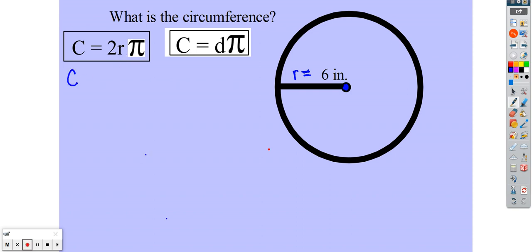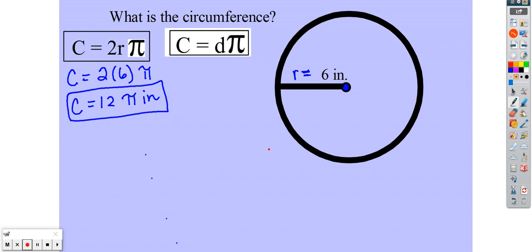So I'm going to go circumference is equal to 2 times my radius times pi. I'm going to use my pi symbol because I'm going to be answering in terms of pi. So my first answer is 12 pi inches. Okay, that's my answer in terms of pi.